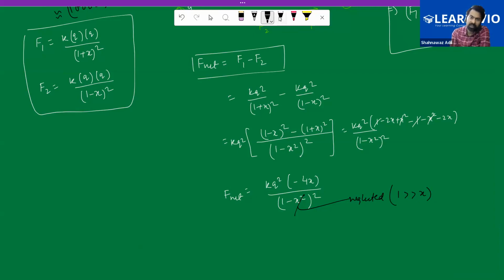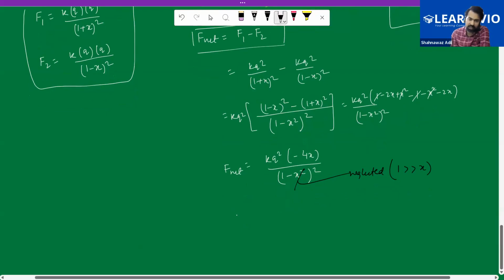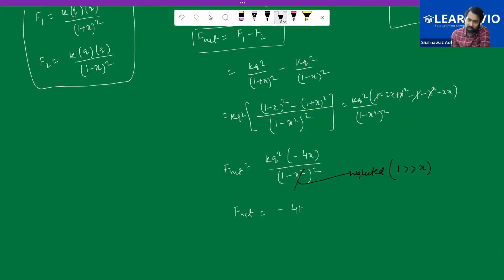Please, if you have any doubt, please ask me. So now you see that this is minus 4KQ square and then X. So all these are constant. 4KQ square and whatever this thing, this is a constant, right? So I can write this thing as minus of CX. So what I'm getting, F net is directly proportional to minus X. What kind of force is this? SHM, spring. Good. So this is an SHM.